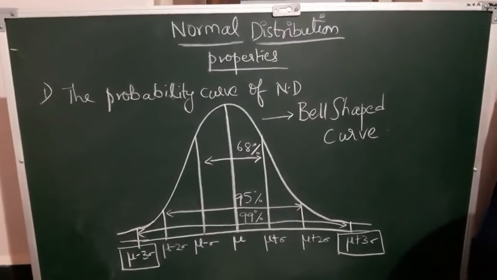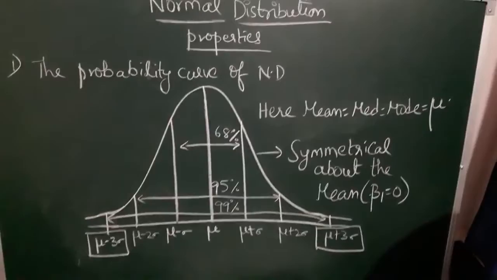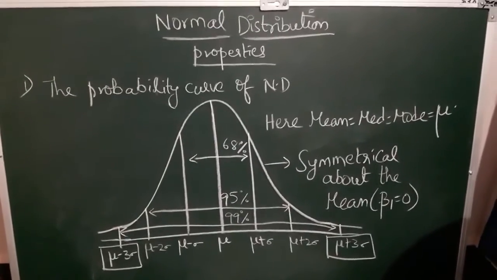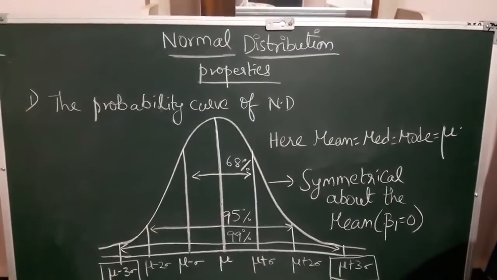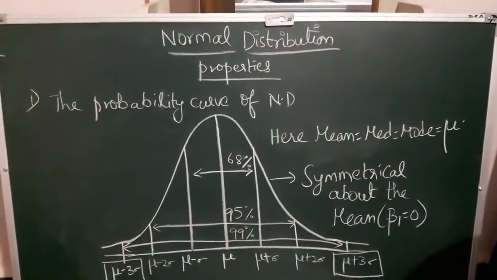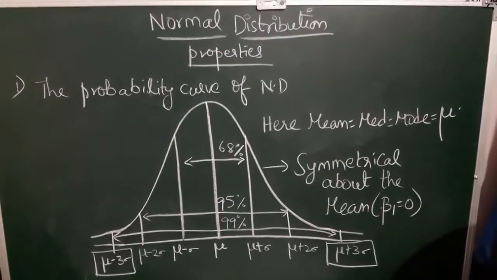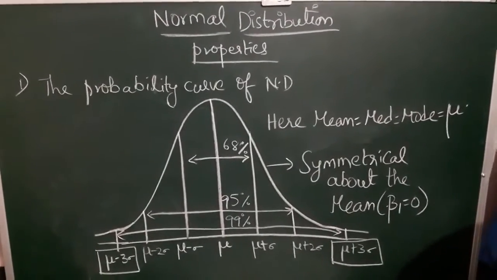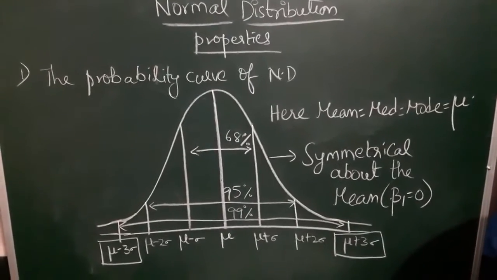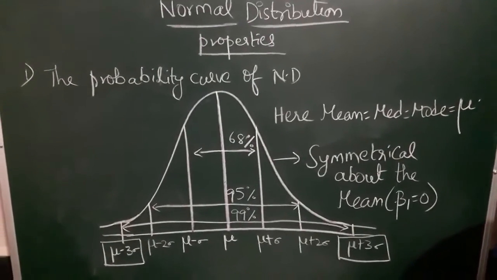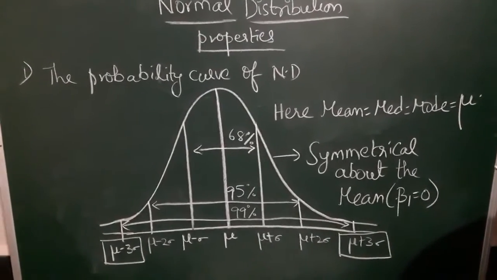Next, property number 2. The normal curve is symmetrical about the mean. That means beta 1 is equal to 0. Here the curve is symmetrical, which means the mean, median and mode coincide at mu.